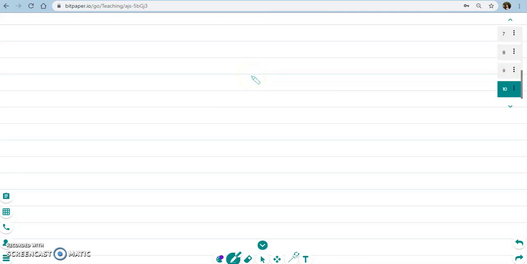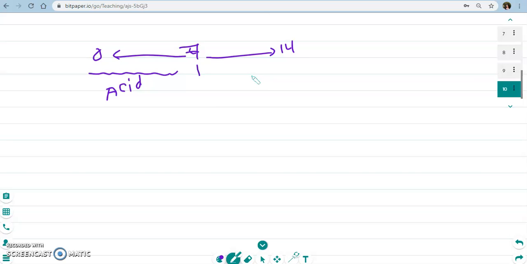So the pH scale starts from 0 all the way to 14. Anything under 7 is considered an acid. Anything at 7, like water, is considered neutral. Anything higher than 7, then it's a base.